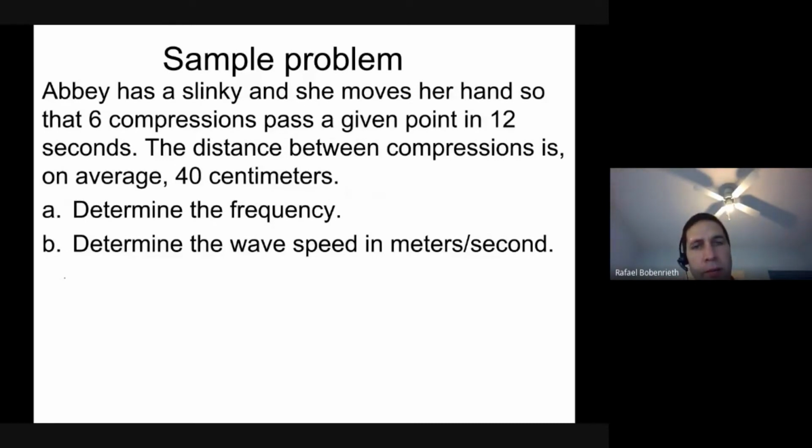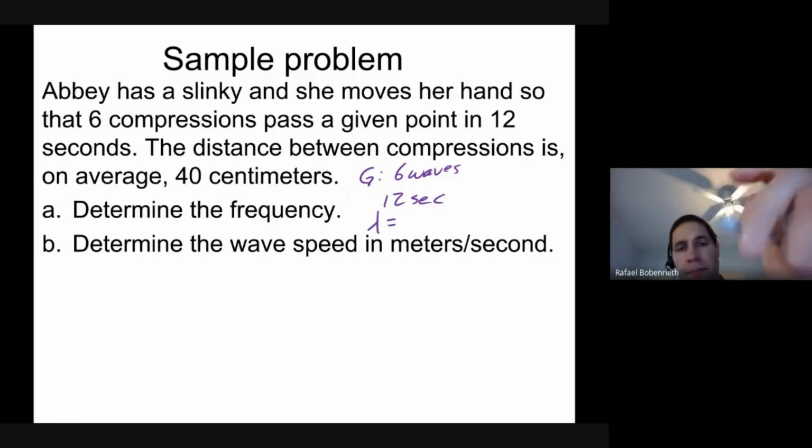Well, let's figure out our givens. 6 compressions, so we have 6 waves. And the time is 12 seconds. And we know that the distance between the compressions is on average 40 centimeters. Well, the distance between compressions, that looks like the wavelength, right? So lambda equals 40 centimeters. So we know 6 waves in 12 seconds and a wavelength of 40 centimeters.